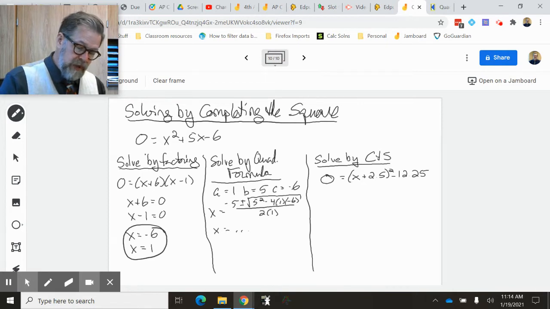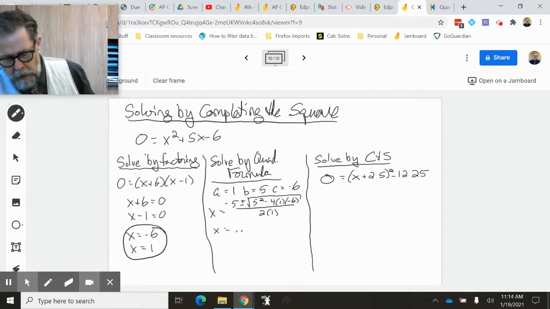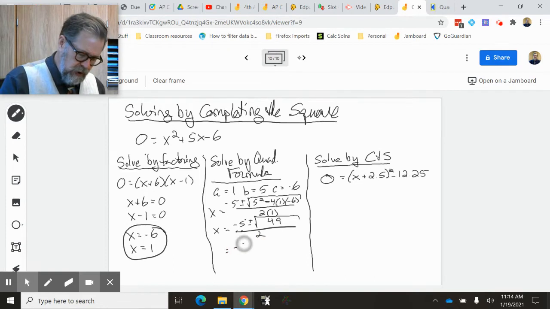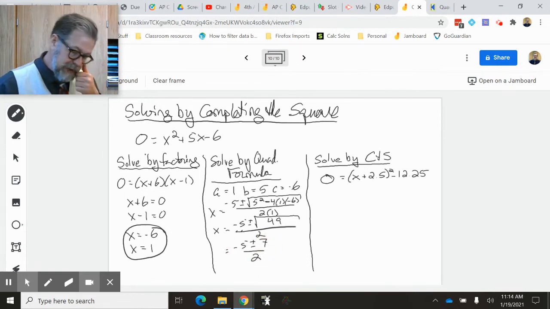A is 1, B is 5, C is negative 6. I plug them into the quadratic formula. It's a little bit complicated, but at the end of the day, when my pen stops working for the fourth time today, we get negative 5 plus or minus the square root of, and we figured this out, 25 plus 24, which is 49, all divided by 2. Not super difficult. Negative 5 plus or minus 7, all divided by 2, and then we do that a couple of times, and in fact, we get negative 6 and positive 1.